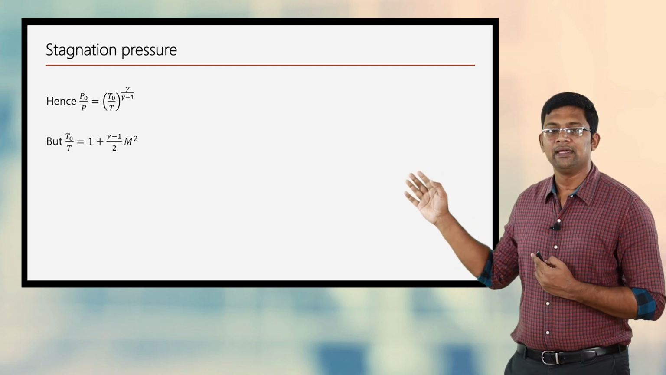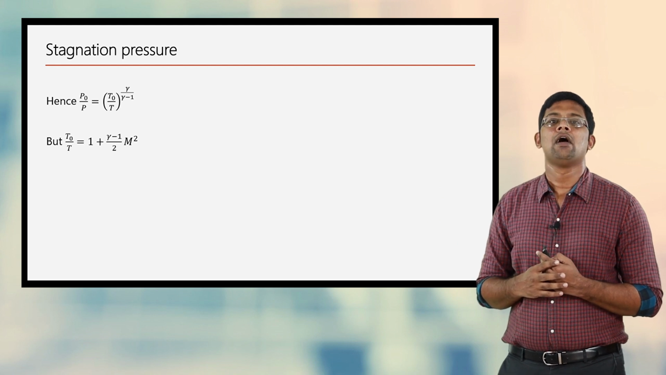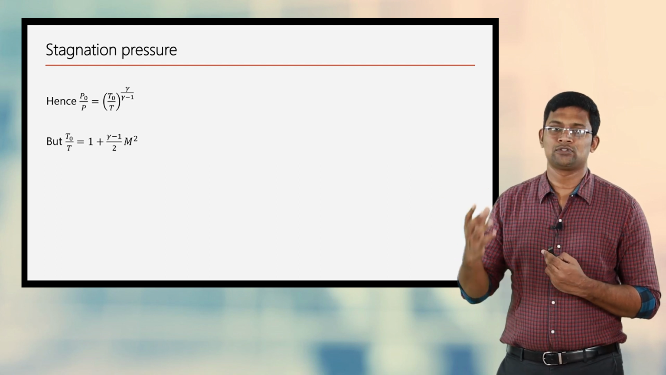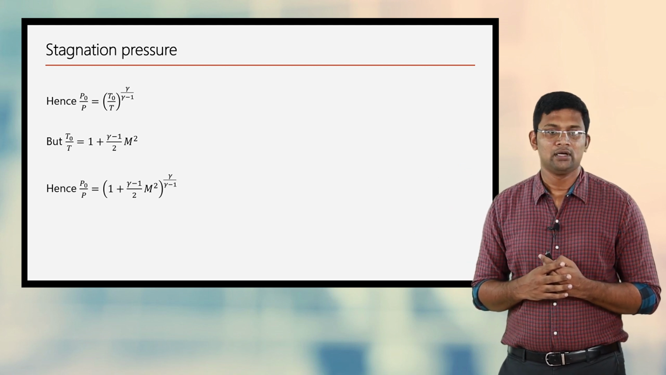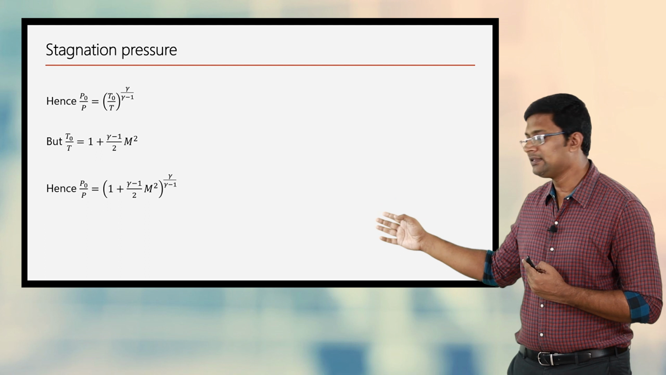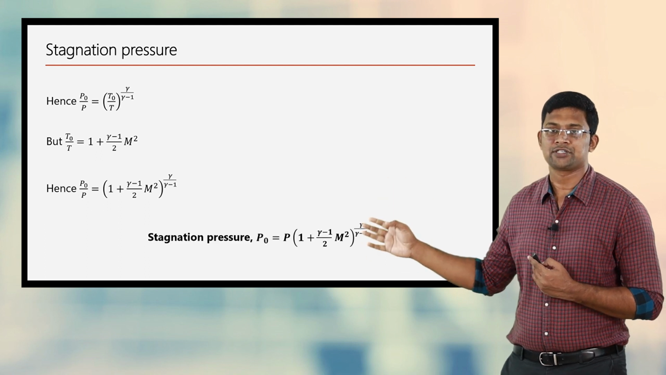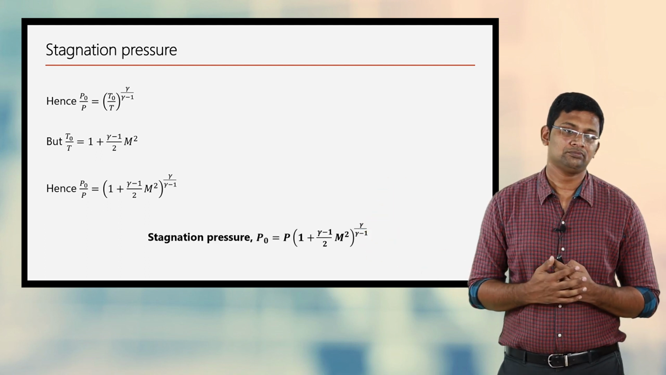So P0 by P will be equal to 1 plus (gamma minus 1) by 2 into m square all raised to gamma by gamma minus 1. So making sufficient changes, you can obtain the expression for stagnation pressure P0.